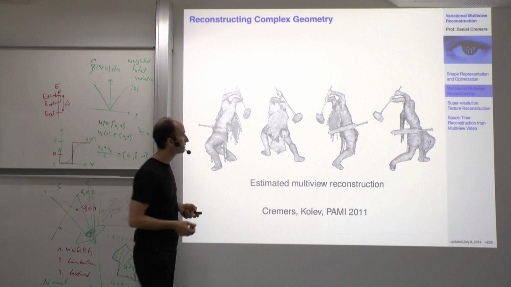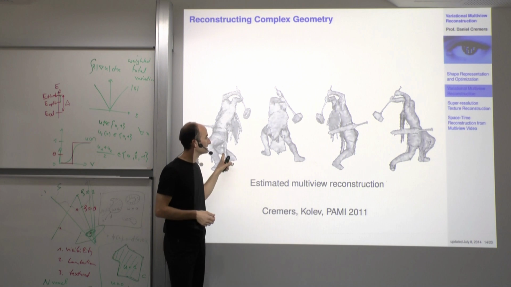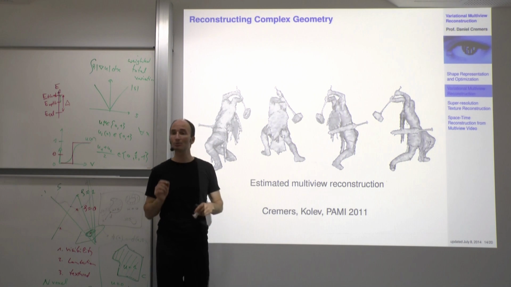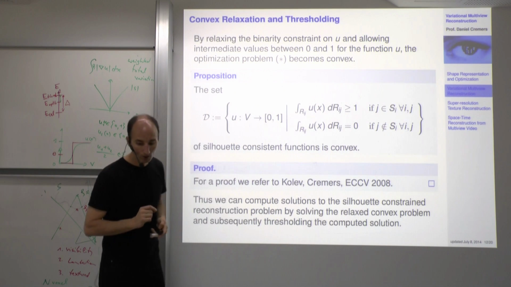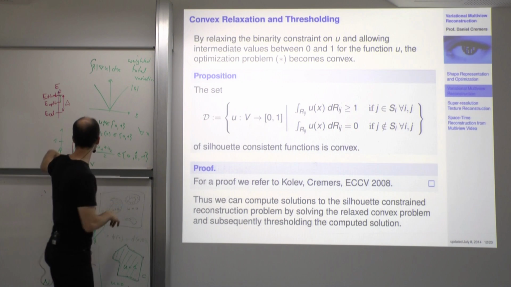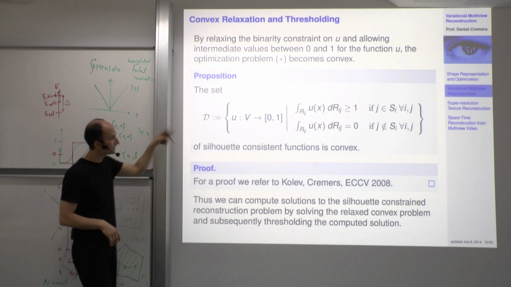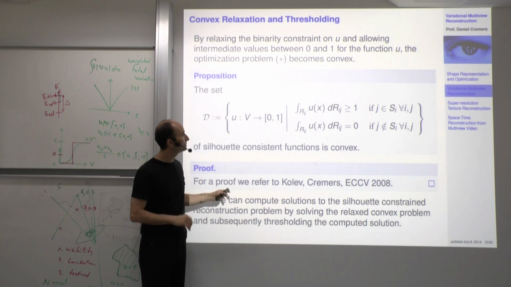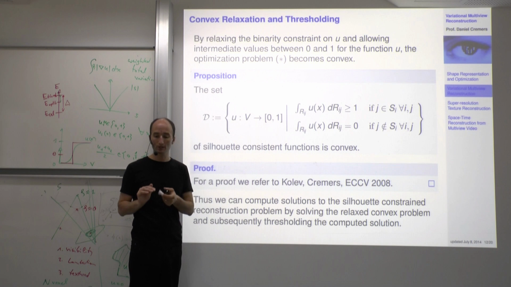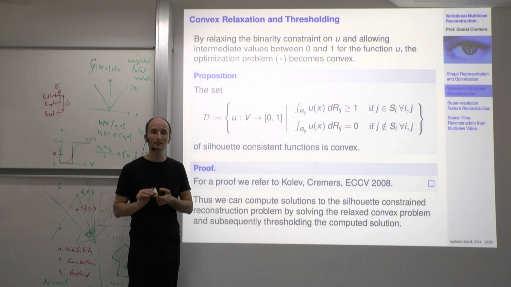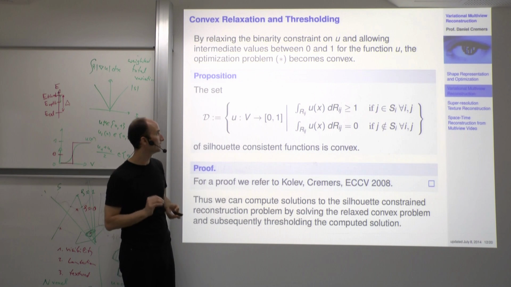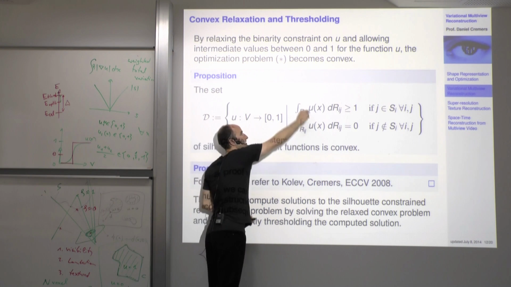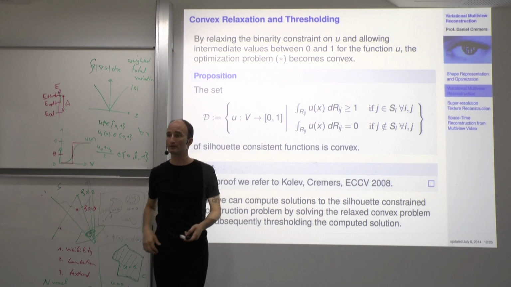And moreover, what we get in this optimization are reconstructions that are provably silhouette consistent. Because once we threshold these solutions, we can choose a threshold, this is detailed in the paper, such that the silhouette consistency is still preserved after thresholding. Meaning these constraints are still valid even after thresholding.